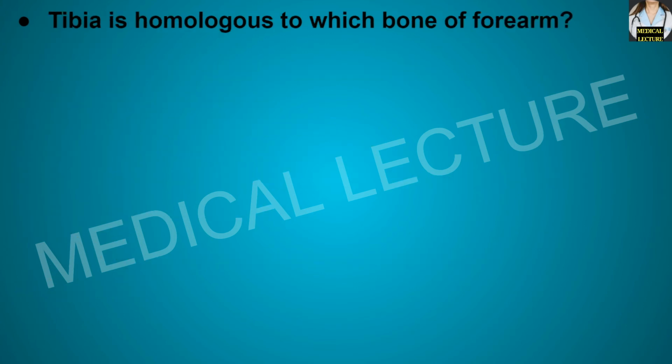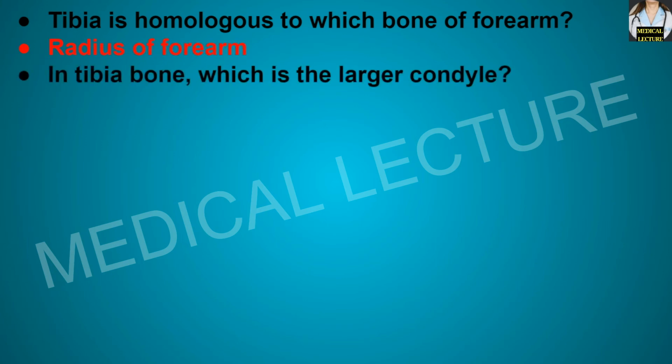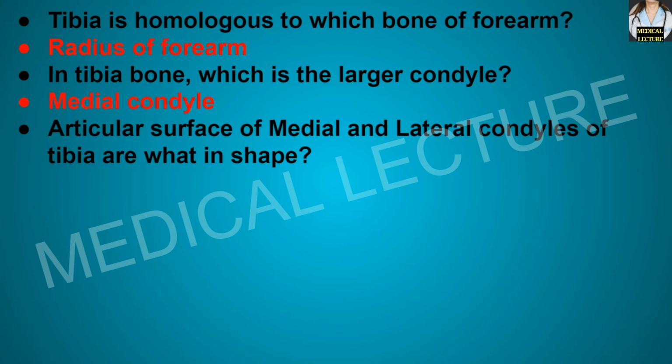Tibia is homologous to which bone of the forearm? Radius bone of the forearm. In the tibia bone, which is the larger condyle? It is the medial condyle. Articular surfaces of the medial and the lateral condyles of the tibia are what in shape? The articular surface of the medial condyle is oval in shape, while the articular surface of the lateral condyle is circular in shape.